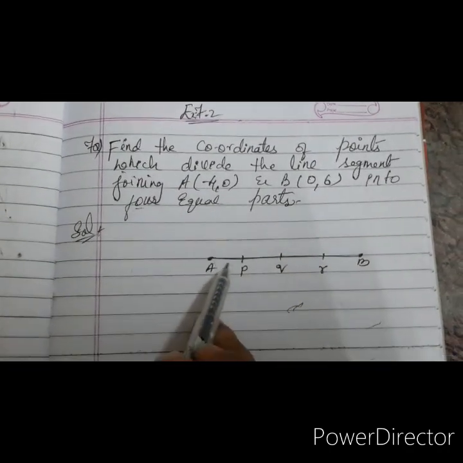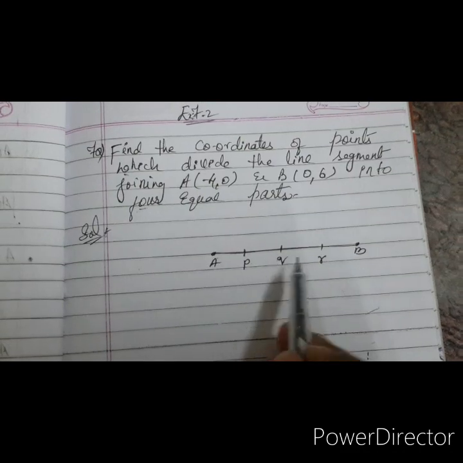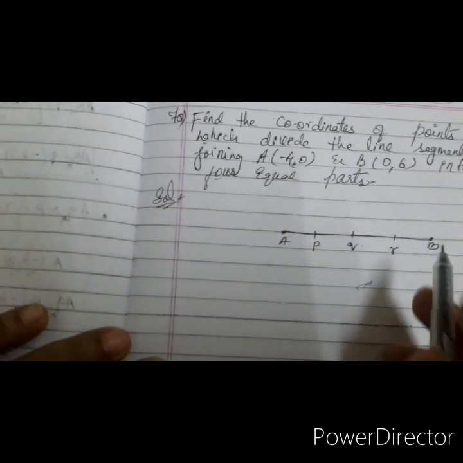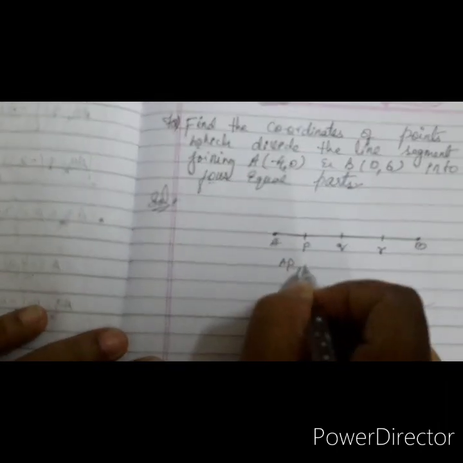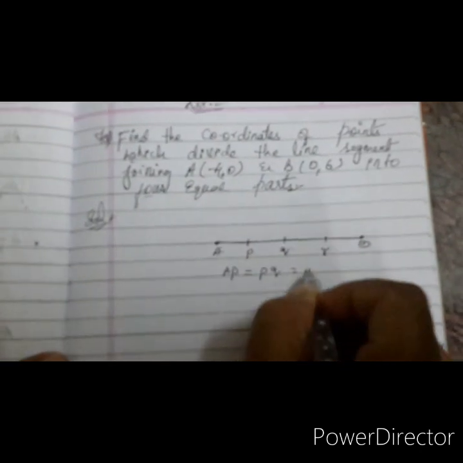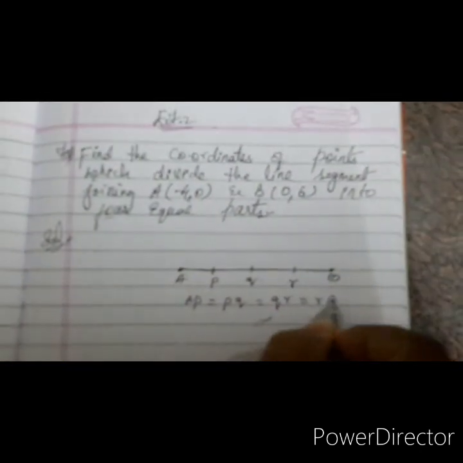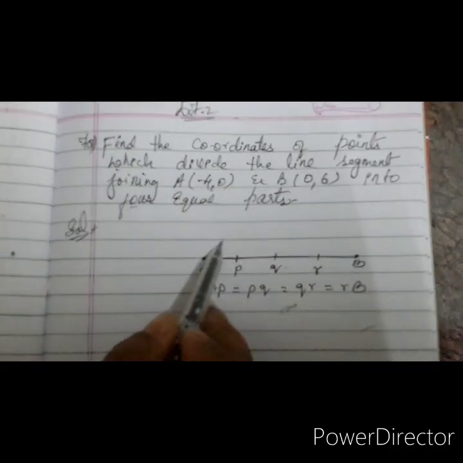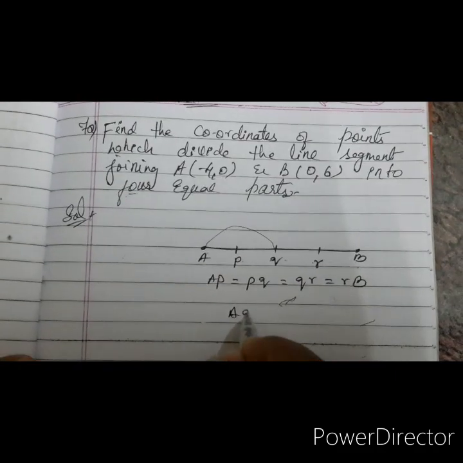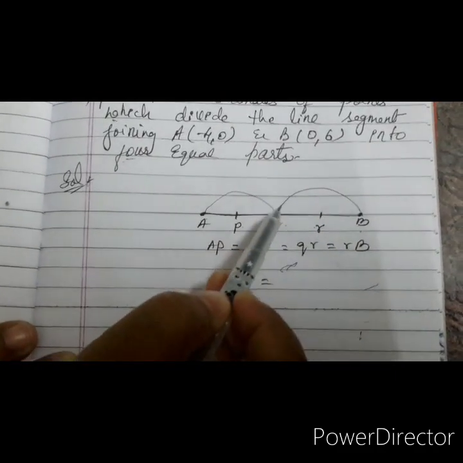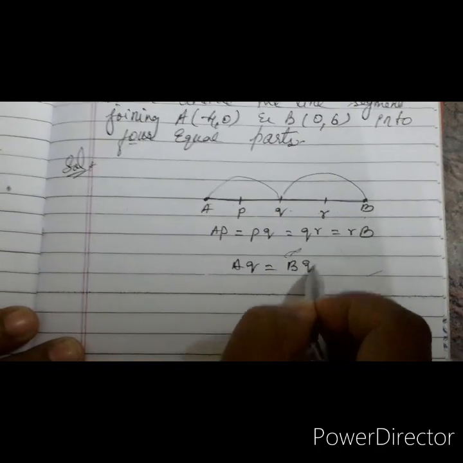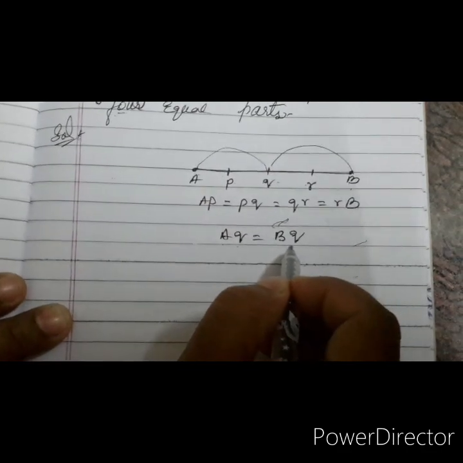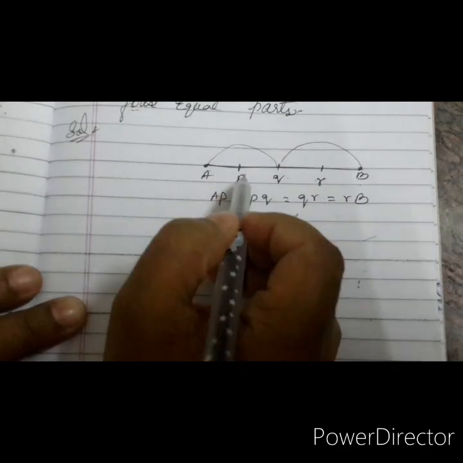See here, 4 equal parts: A to P is the first, P to Q the second, Q to R the third, R to B the fourth. It is mentioned that they are equal, so AP equals PQ equals QR equals RB. All are equal. Now see here, AQ equals BQ. In the sense, if you find AQ, that value is the same as BQ. Understood?